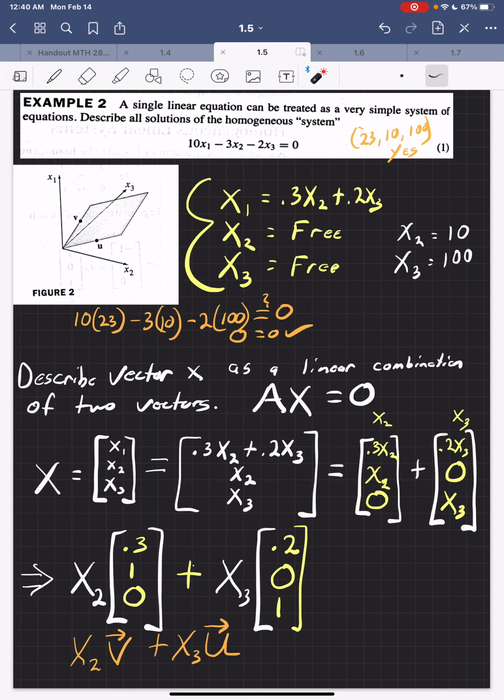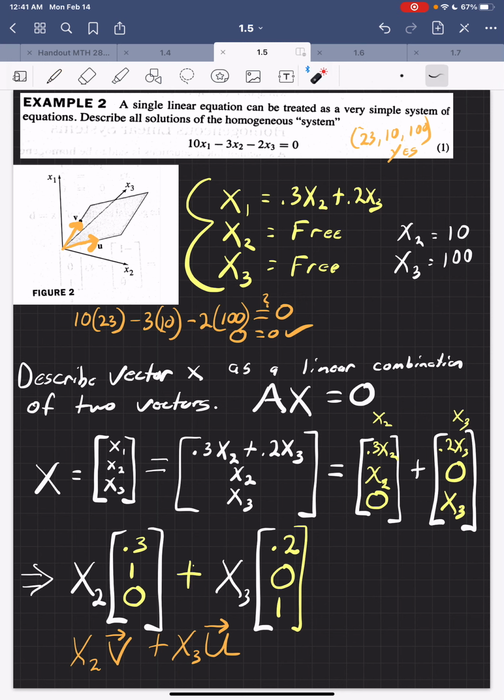But if I were to graph, right, just think about it. If you were to go 0.3 in the i direction, 1 in the j direction, but 0 in the k direction, this is vector v. Then if you go 0.2, 0, 1, this is vector u. Vector v, vector u.